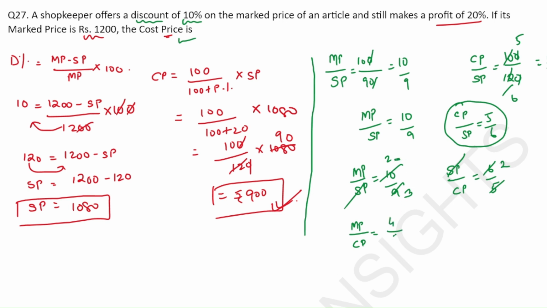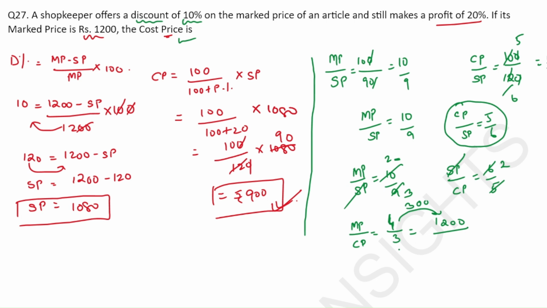And then 3. Now in the question, the mark price is given as 1200. So that means 4 parts of mark price is equal to 1200. So 1 part of mark price will be how much? So that means 4 into how much is 1200? So that is 4 into 300 is 1200.